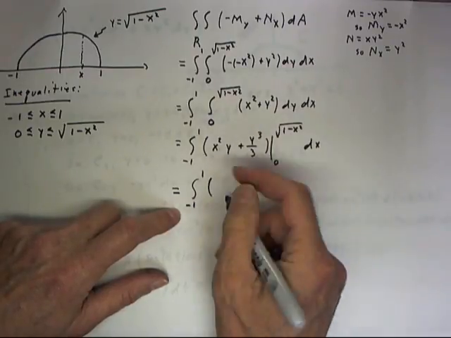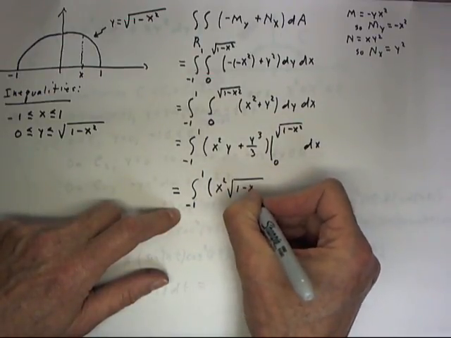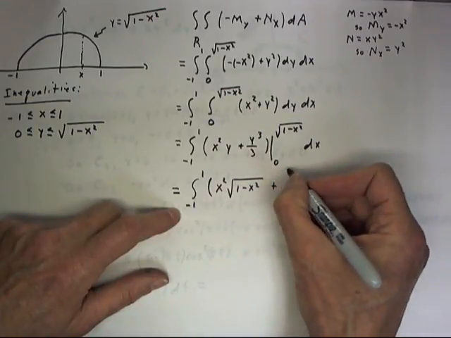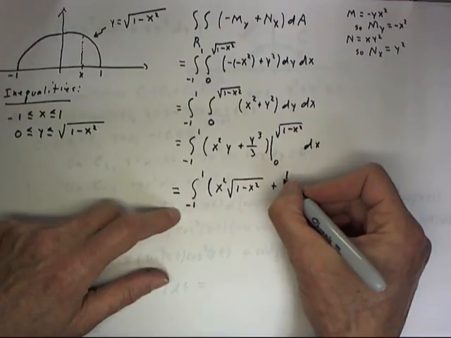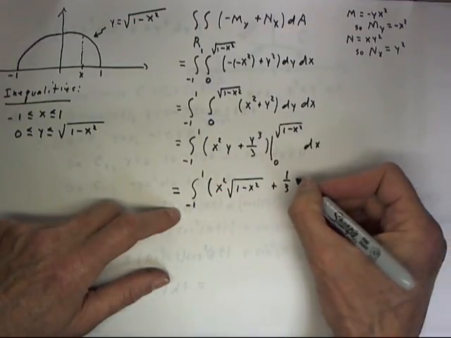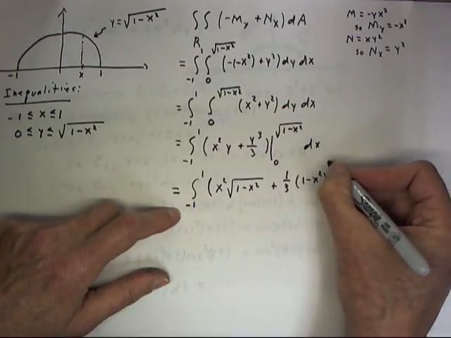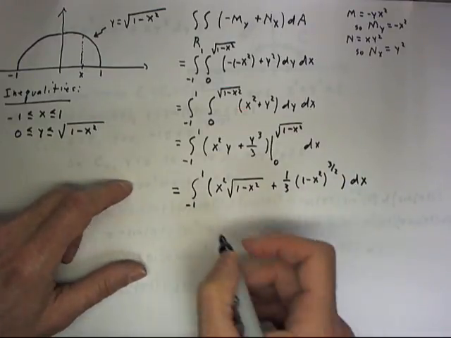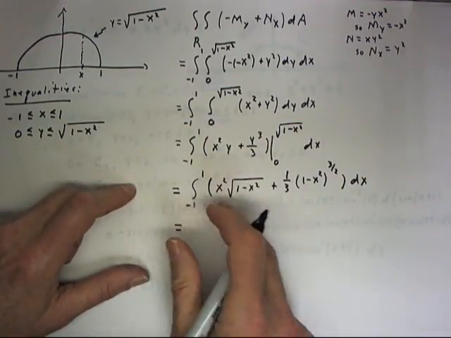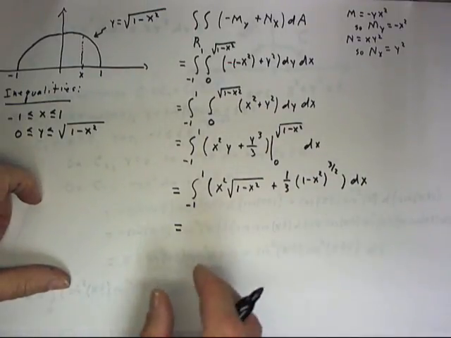Now, substituting for y, we end up with x squared times the square root of 1 minus x squared plus, let's bring the 1/3 out, 1 minus x squared to the 3/2 dx. Now at this point, I'm not going to continue the integration because, again, we're getting into techniques that'll bog us down here.